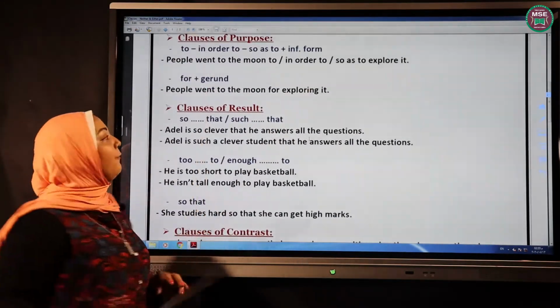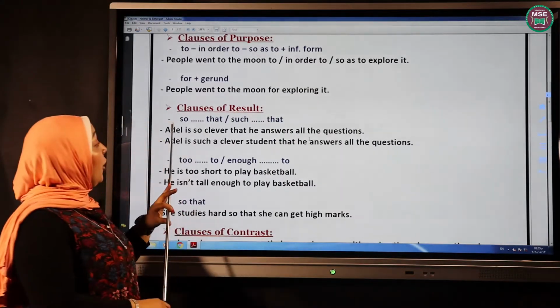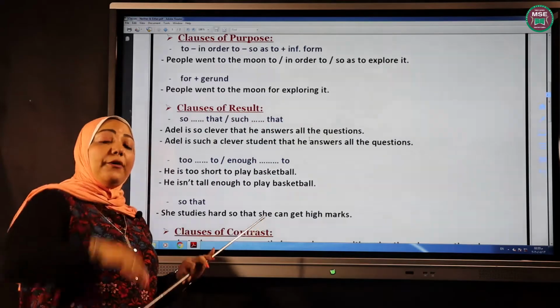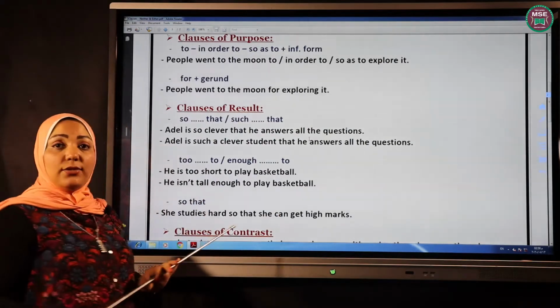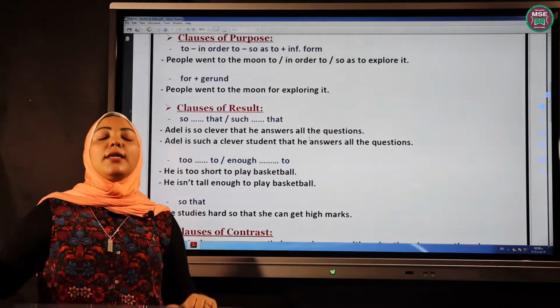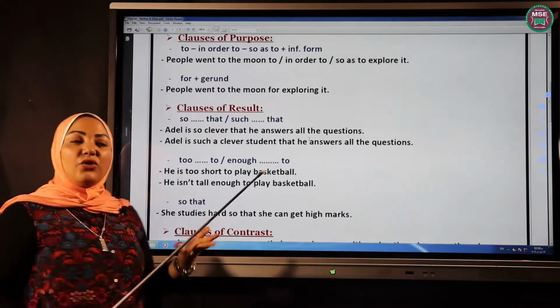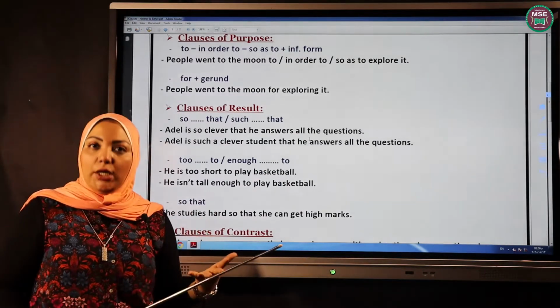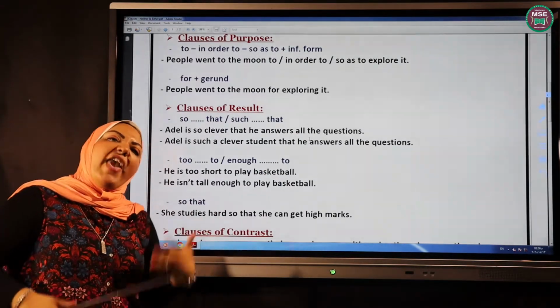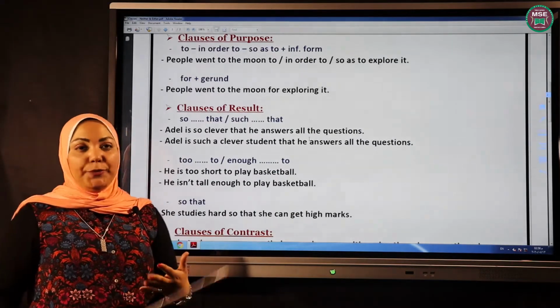Another type of clause is the clause of result. You can express the result of something in different ways. Number one, we can use so...that, or such...that. So or such actually mean something like very. Once you use very or a lot of, you need an adjective following it, or an adverb.